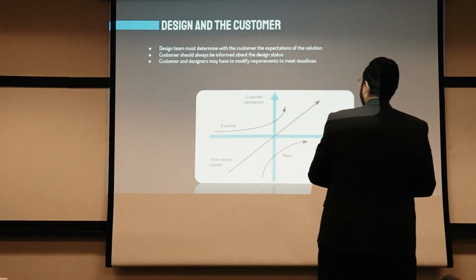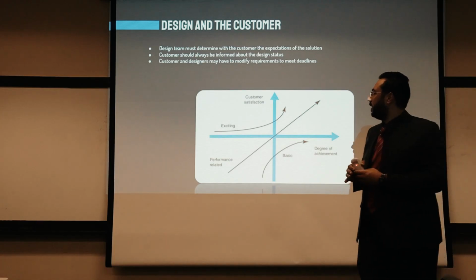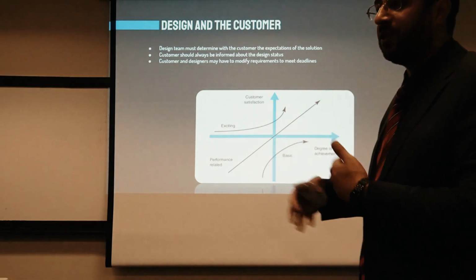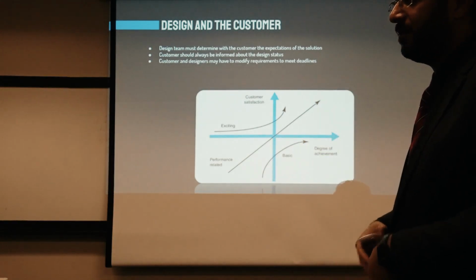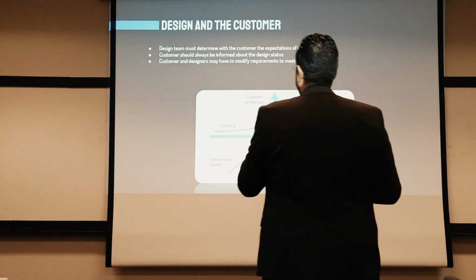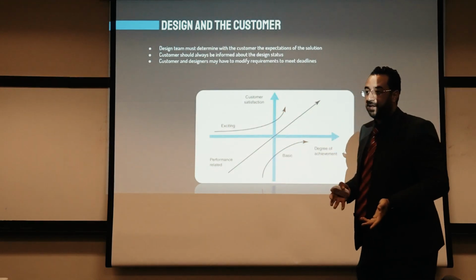Design team should determine with the customer the expectations of the solution. You always need to let the customer know or be informed about the design changes. You know, as you're moving with the design, you always change stuff. So make sure if it's a customer product, make sure he's informed. We're talking about this case when the customer asks you to do something, then you keep him informed.